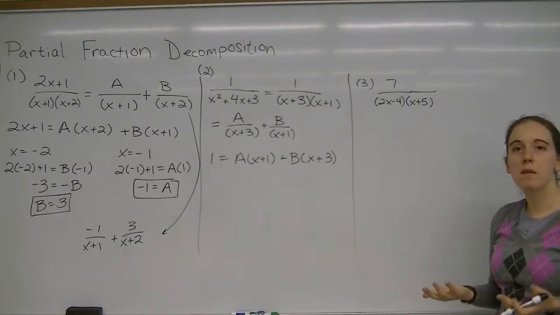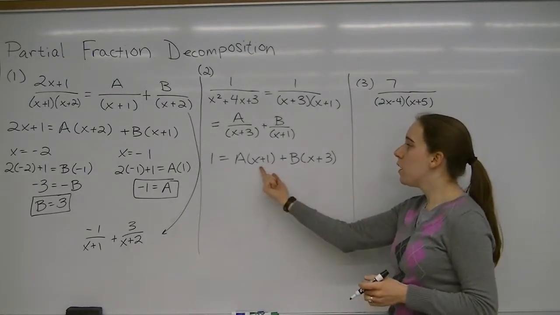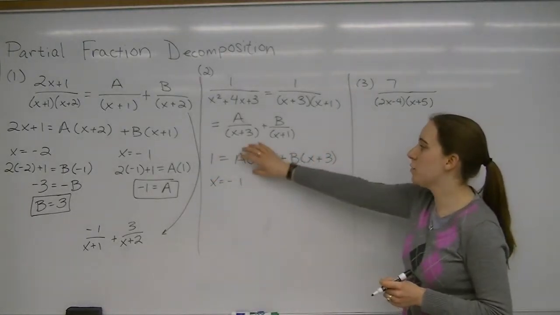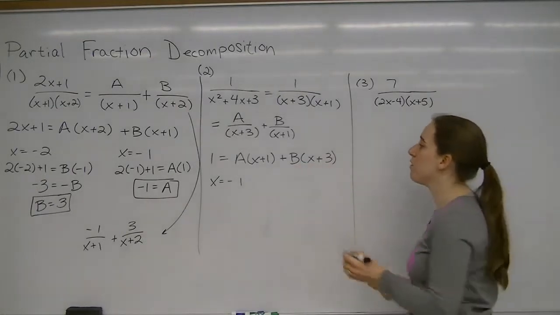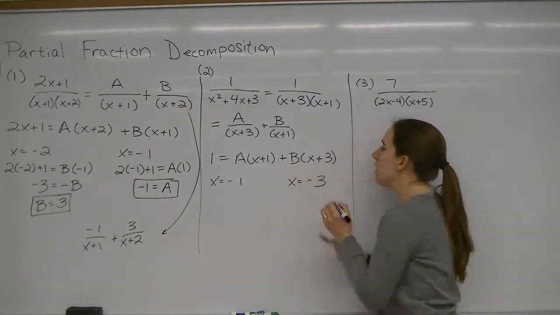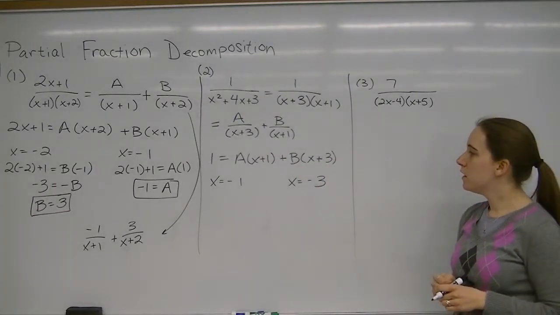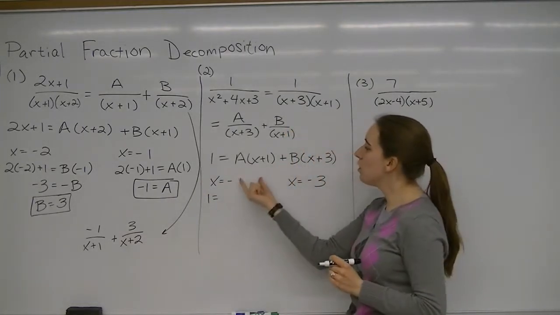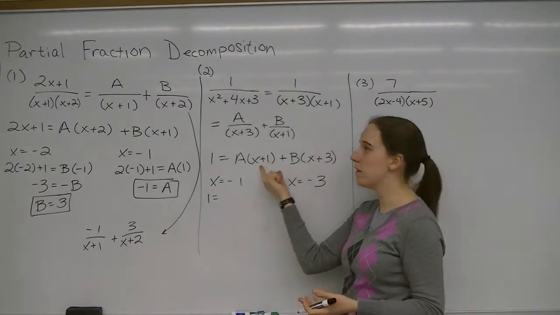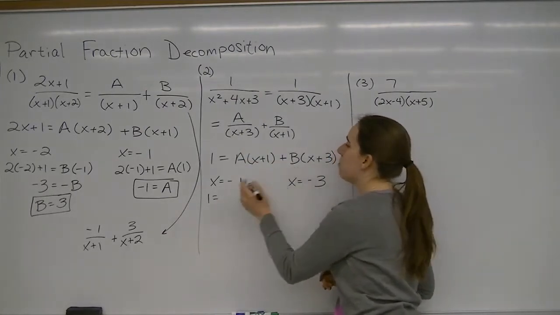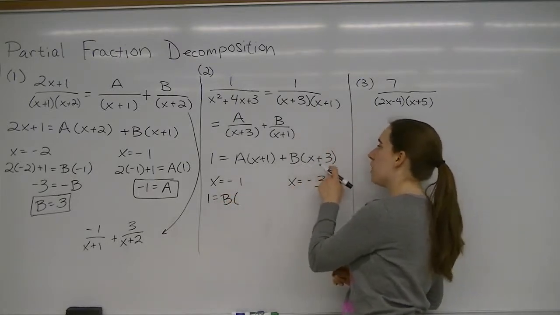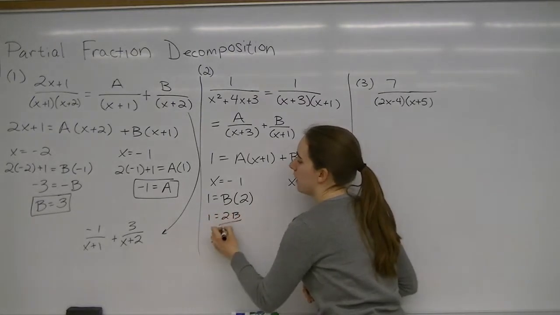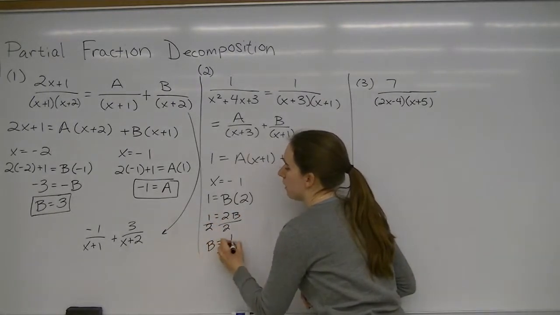So now I need to think about what values of x I want to use. Well, to make this 0, I need x equals -1. That'll make this term disappear. If I use x equals -3, this term is going to disappear. So if we go through with this, our left side is always 1, and we chose -1 so that -1 plus 1 is 0. This term is going to disappear. So I have B times -1 plus 3, or positive 2. So 1 is equal to 2B. If I divide by 2, B is equal to 1/2.